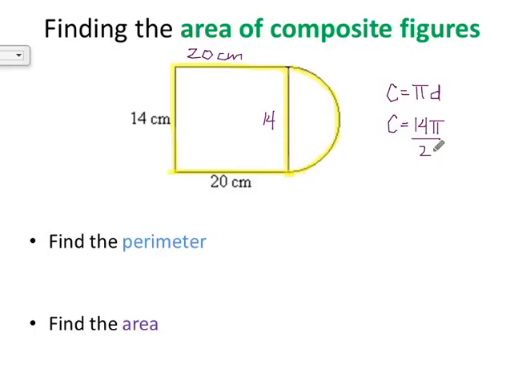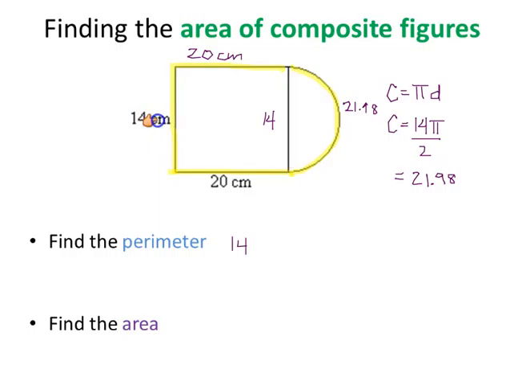So I'm going to take 14 times 3.14 and divide that number by 2. I'll round to 2 decimal places, and I got 21.98. So to find the perimeter, we're only adding the outside. We're not going to add this side length, only the outside. So we don't add this side to our perimeter.